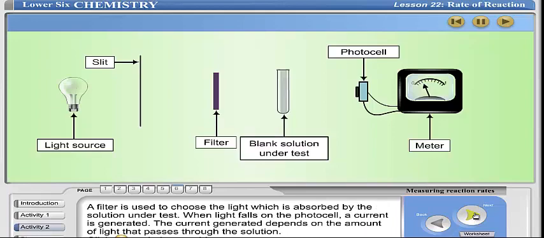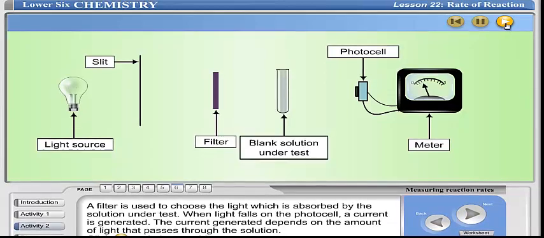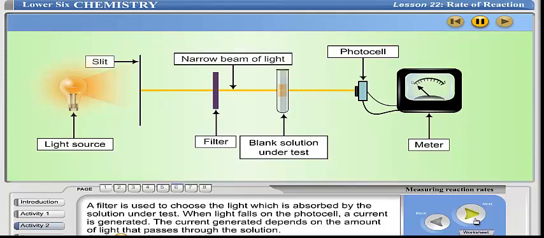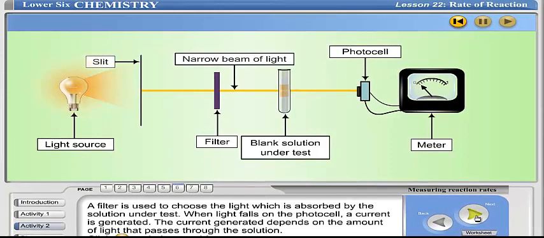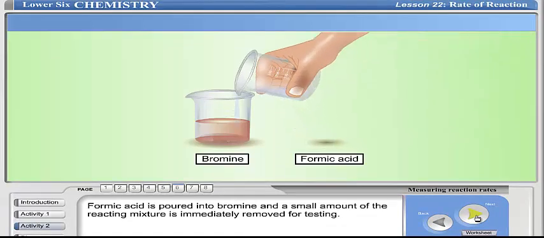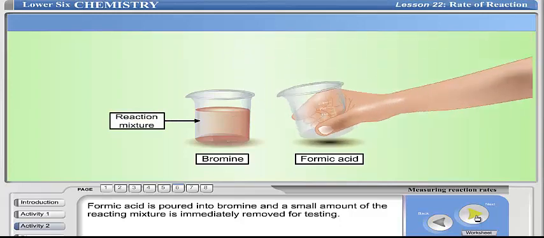A filter is used to choose the light which is absorbed by the solution under test. When light falls on the photocell, a current is generated. The current generated depends on the amount of light that passes through the solution. Click the play button and observe this. Formic acid is poured into bromine and a small amount of the reacting mixture is immediately removed for testing.